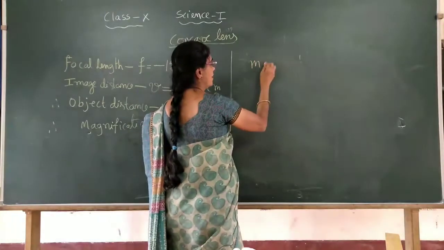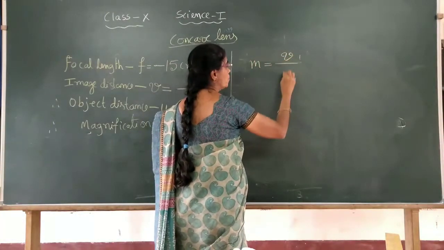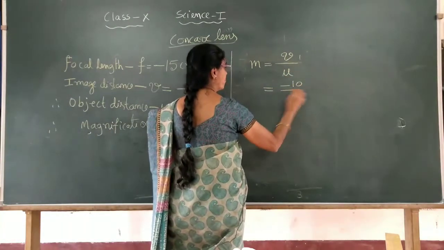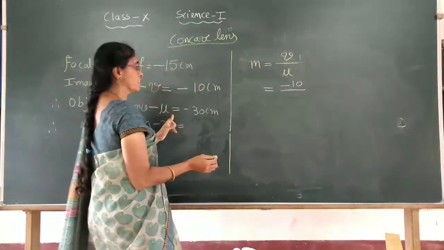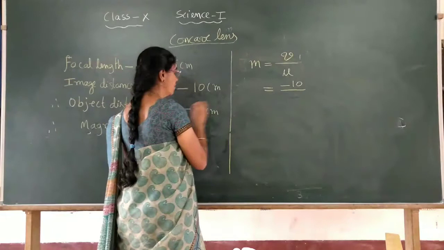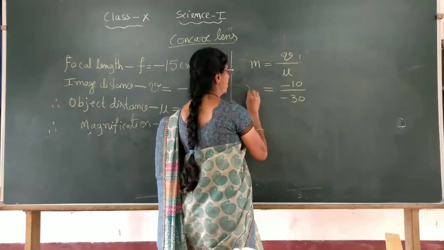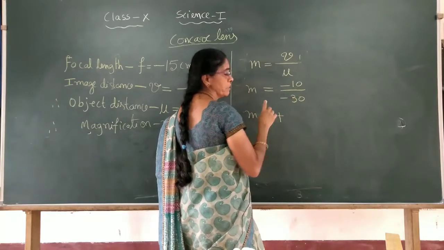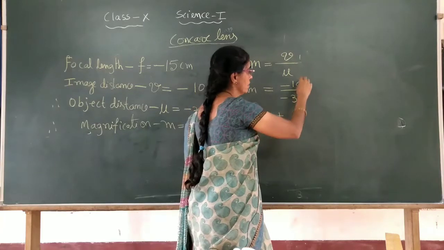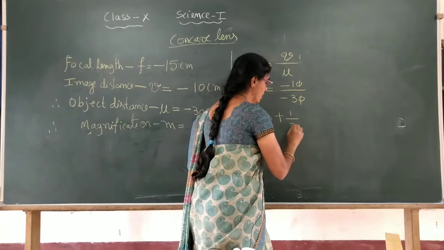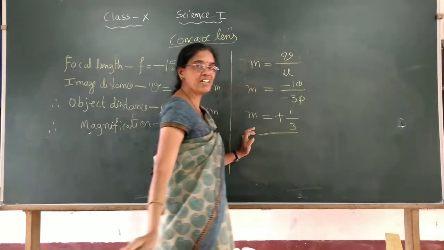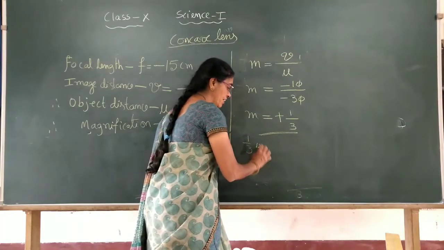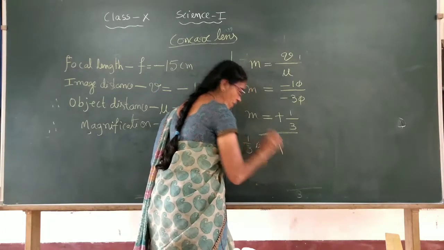So m is given by v by u, right? Now what is the v value? It is minus 10. And the object distance u we got is minus 30. So m is equal to minus 10 by minus 30, or m is equal to, minus minus will change into plus. Similar to your multiplication rule, 10 ones are 10, threes are 30, it is 1 by 3. Now what does it indicate? 1 by 3 is smaller than 1, right?